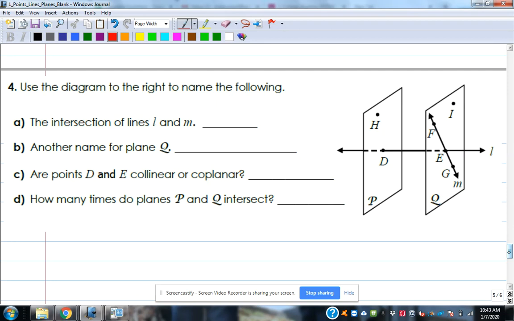All right, so we've got a weird looking diagram here. It says use a diagram to write the name of the following. The intersection of line L and M. Point E. Good. Another name for plane Q. GFI, that would work.